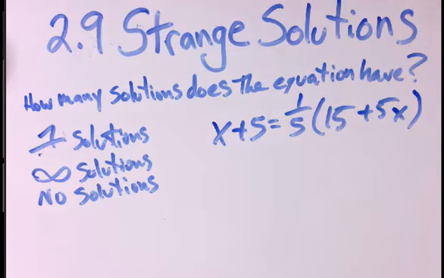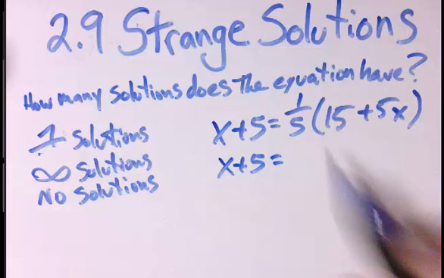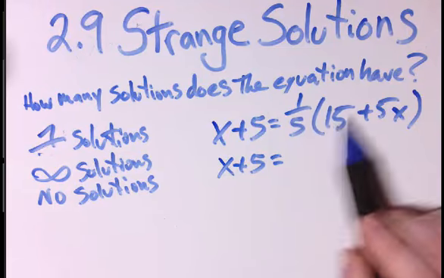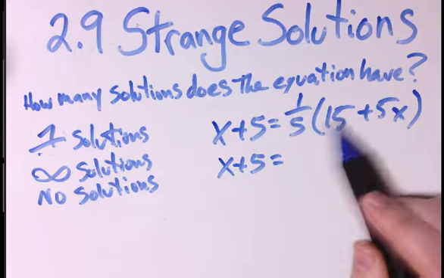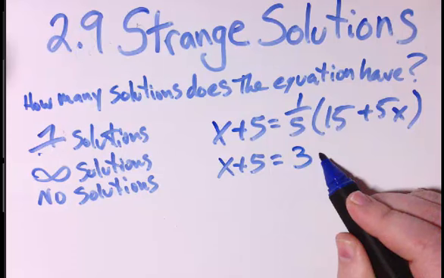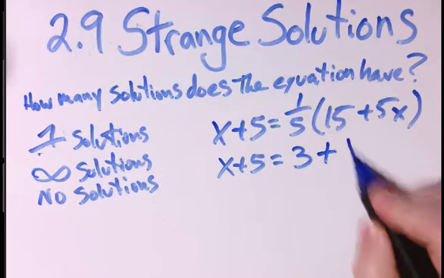So if we have x plus 5 is equal to a fifth, and inside parentheses 15 plus 5x. So this side's going to stay the same. And then remember, if it's a fraction, it's like dividing this number by the denominator. So 15 divided by 5 gives you 3. And then 5 divided by 5 gives us 1, so that's going to give you x.